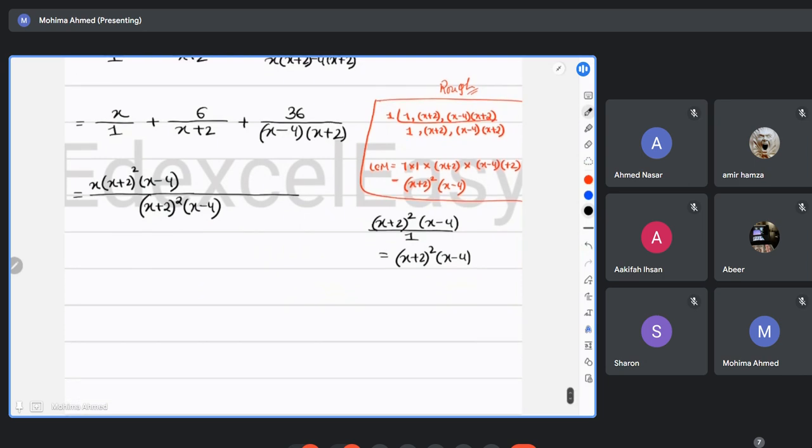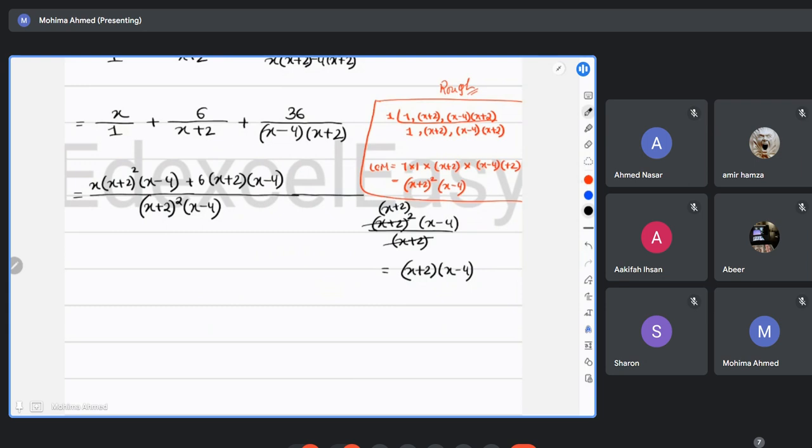And then again for the second fraction, I'm going to divide this LCM with x plus 2. Obviously, this cancels out, and you're left with 1 x plus 2 in the numerator. We have x plus 2 multiplied with x minus 4, and it is going to be plus 6 times x plus 2, x minus 4.